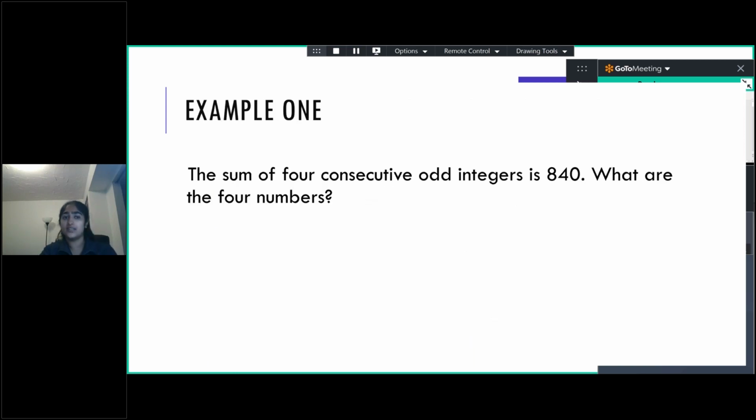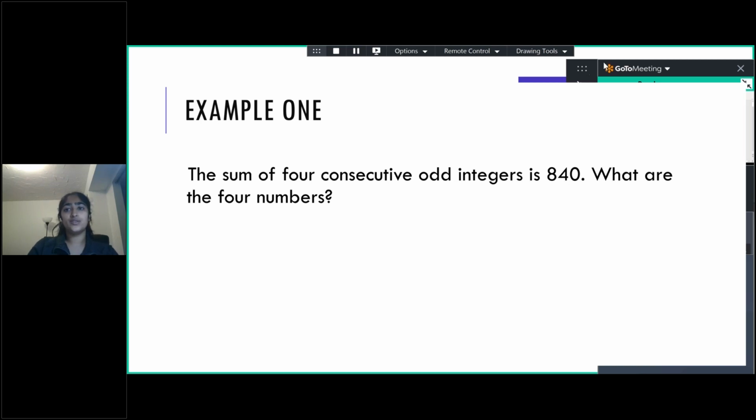I have 5 examples because I think the best way to understand how to turn these word problems into multi-step equations is to have examples. This first example is: the sum of 4 consecutive odd integers is 840. What are the 4 numbers?